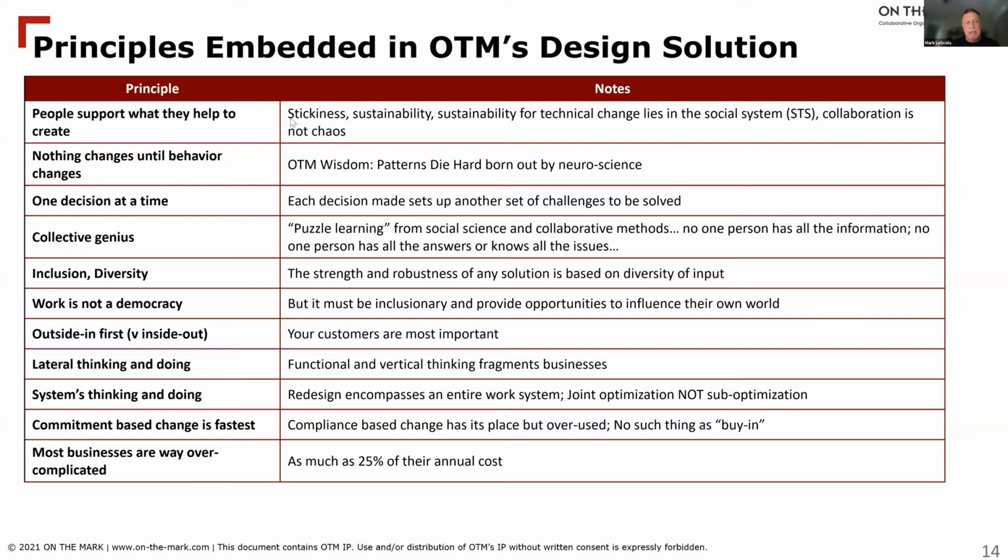Commitment-based change is fastest. Compliance-based change is fast at first, but actually will cost you more to get it done. So telling people what to do seems like an easy thing. There's a place for it, but it's overused. And another principle is most businesses are way overcomplicated, and the reason they're overcomplicated is because of the functional and programmatic thinking. So these principles are embedded in our design solution.